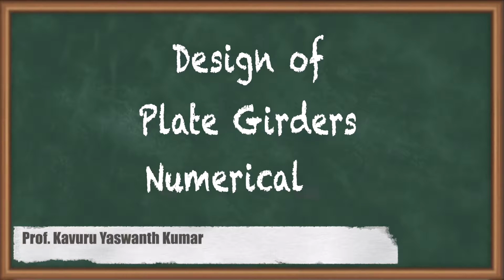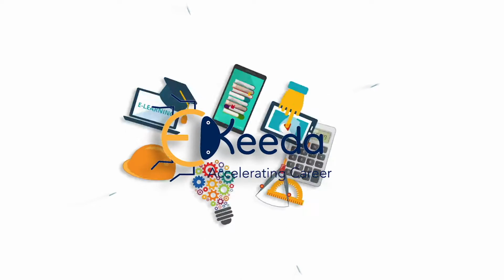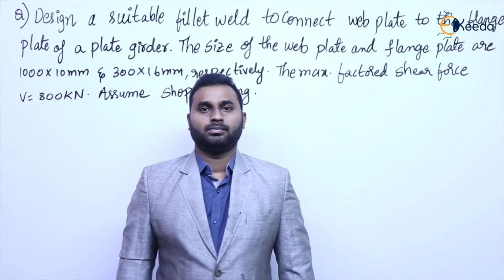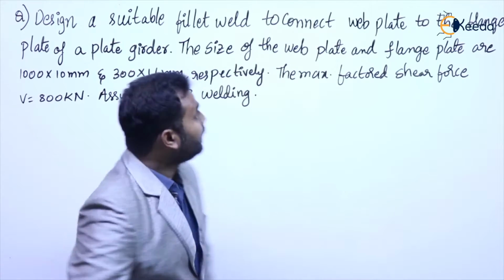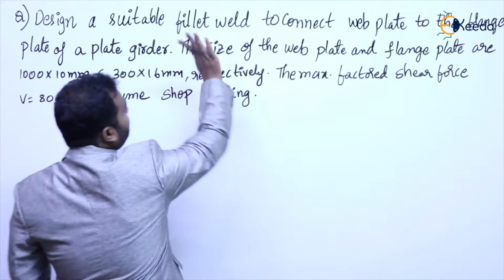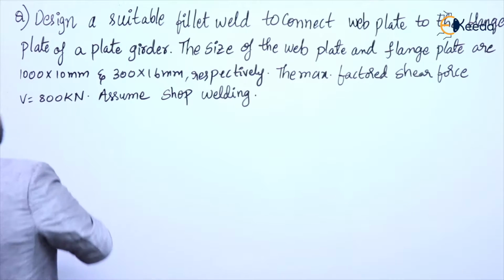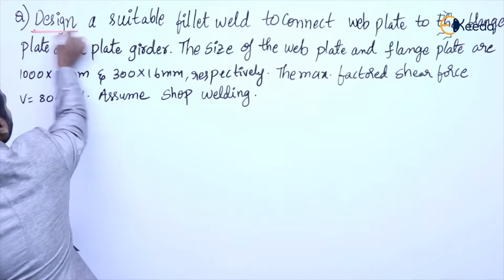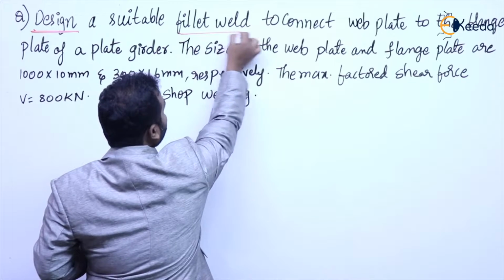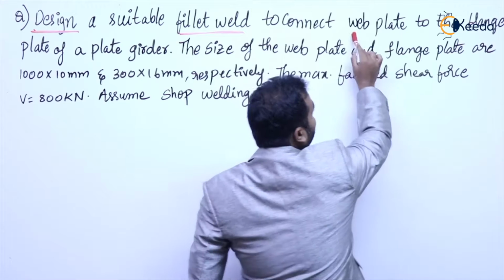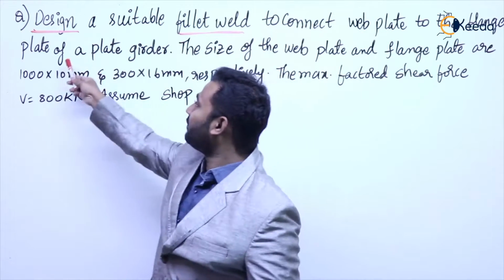Hello everyone, in this video we are going to see the second question on plate girder. Go through this question. Design a suitable fillet weld. As we know, design means determining the dimensions. So design is asking us to design a suitable fillet weld. Which type of weld? Fillet weld, to connect a web plate to the flange plate of a plate girder.